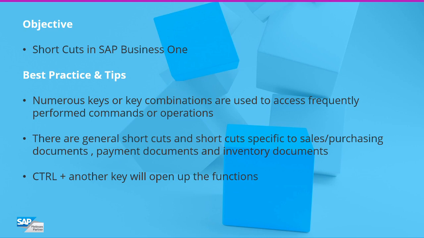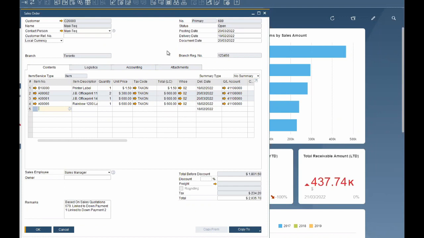There are general shortcuts that apply to all documents as well as specific shortcuts for certain document types like sales and purchasing documents, payment documents, and inventory documents. Let's first look at the general shortcuts. This includes renaming of fields, moving from one field to another, and entering dates.